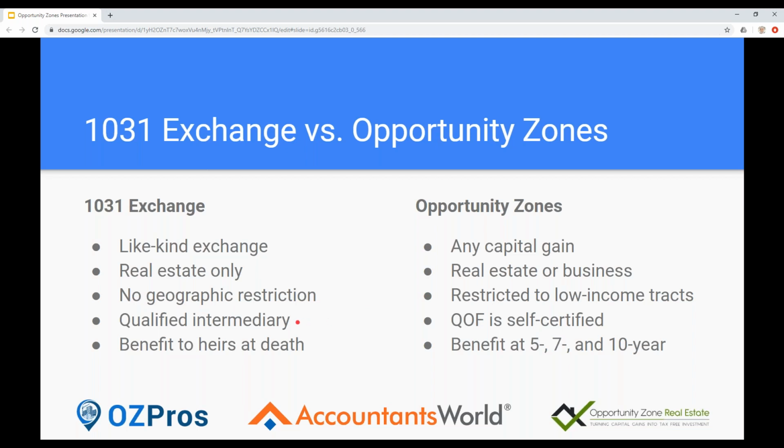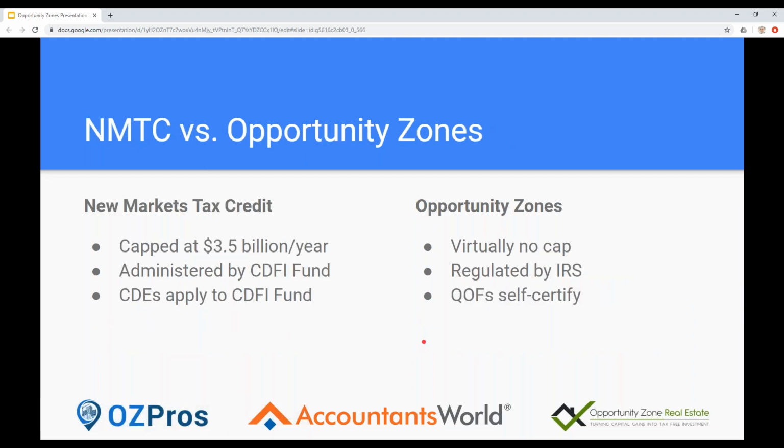A 1031 exchange has to go through a qualified intermediary, whereas the Opportunity Zones go through what are referred to as qualified opportunity funds, a new investment vehicle that was set up exclusively for this tax incentive. And those funds are self-certified, meaning anybody can start one. Your client, your taxpayer can start one. It's just a one-page form to self-certify, to self-elect essentially as a qualified opportunity fund. The 1031 exchange, obviously, this is the big one too. The benefit only kicks in at death to the heirs, whereas Opportunity Zones has benefits at the 5, 7, and 10-year periods, as I've already discussed.